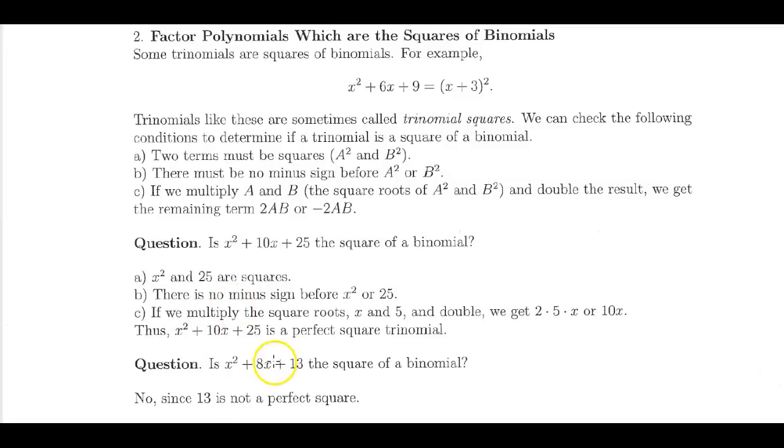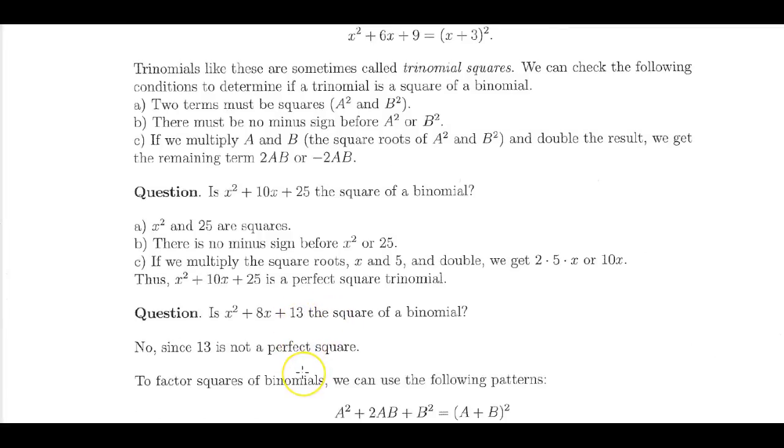Is x squared plus 8x plus 13 the square of a binomial? Well, 13 is not a perfect square. So since the last term is not a perfect square, it's not a perfect square binomial. So we wouldn't use these ideas to factor this type of trinomial. We go back to x squared plus bx plus c, see if there are factors of 13 that add up to 8. So here we just want to make sure we can see the patterns and be able to work with these.